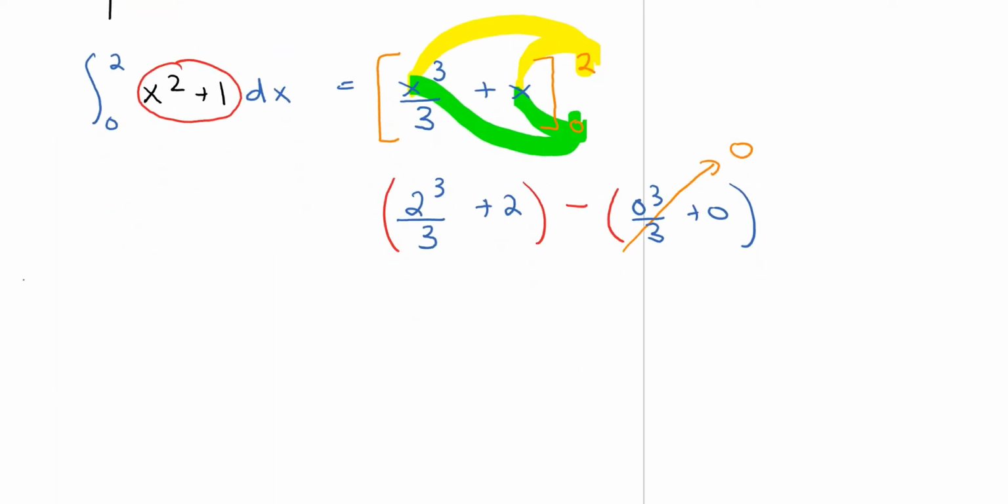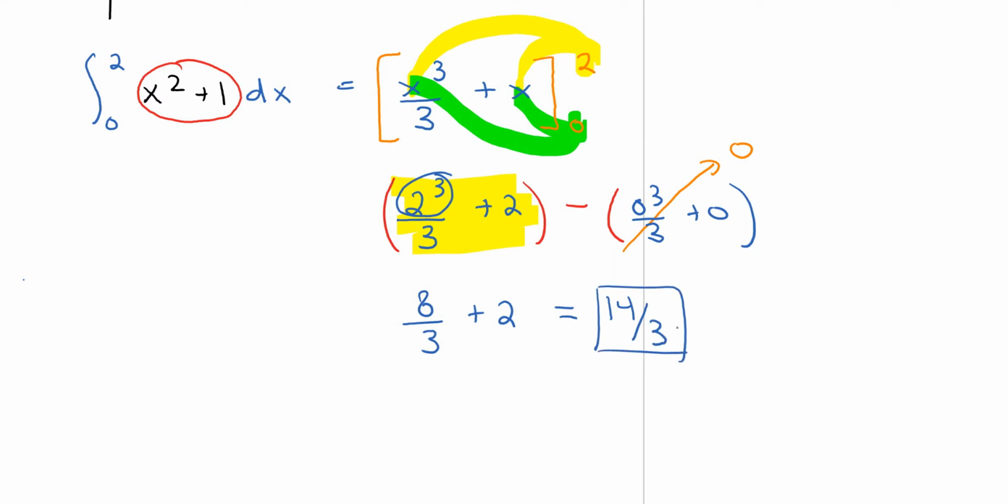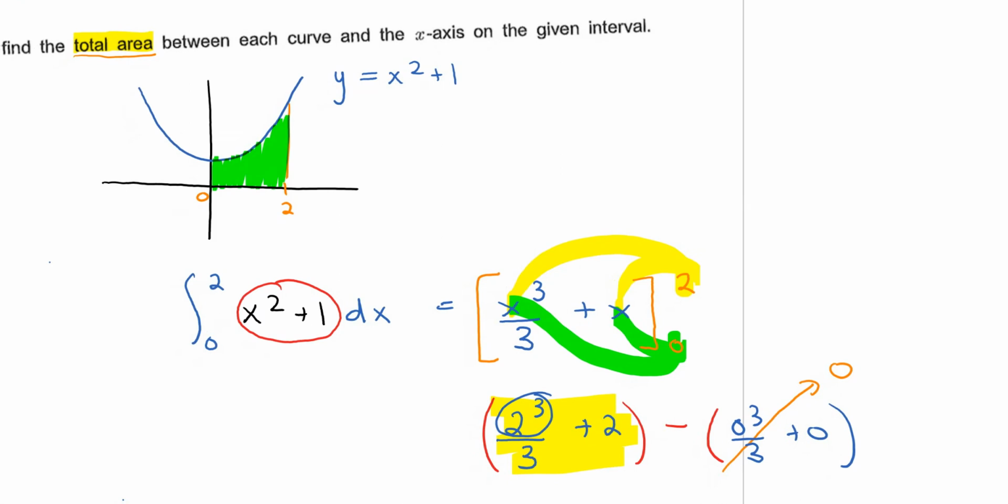After that, we just need to evaluate this yellow expression right here. So 2 to the power 3 is going to be 8. So 8 over 3 plus 2. Now 8 over 3 plus 2 is going to be 14 over 3, and that's going to be my final answer there. Okay, so going back to my sketch again, what we've discovered here is that the green area represents 14 over 3. So that's the area underneath the graph for this particular question.